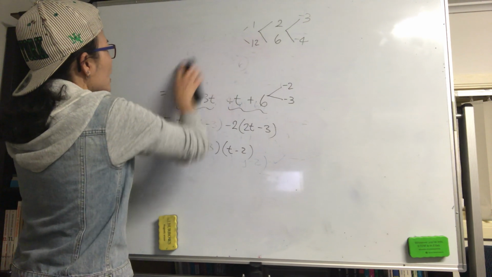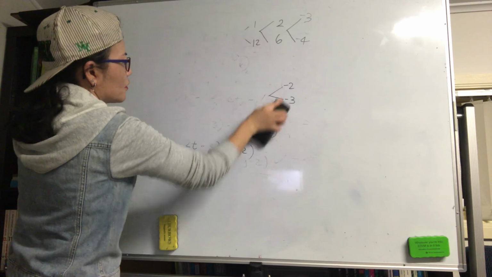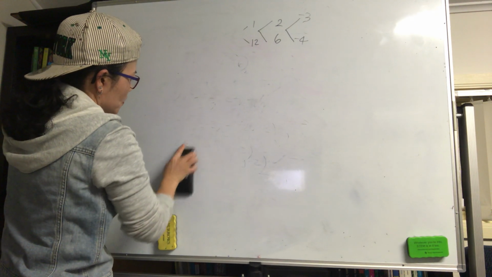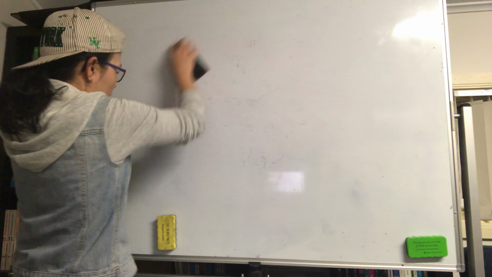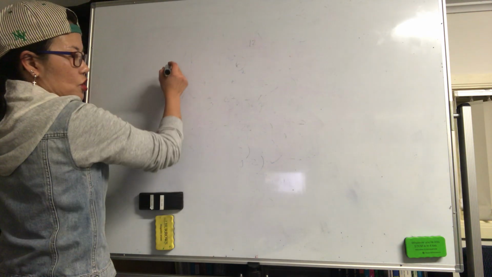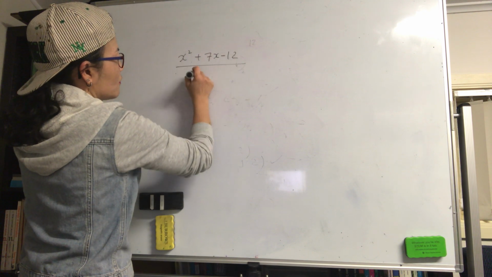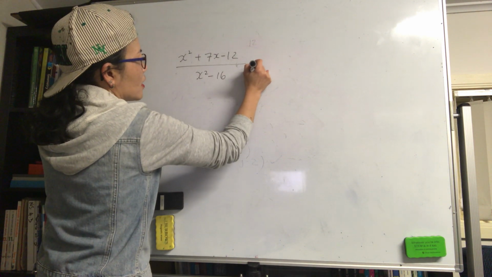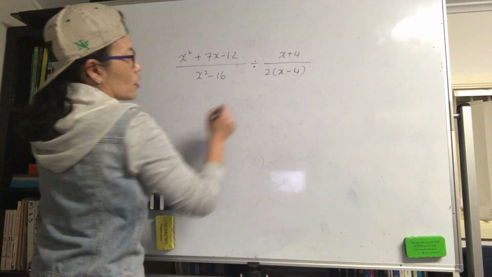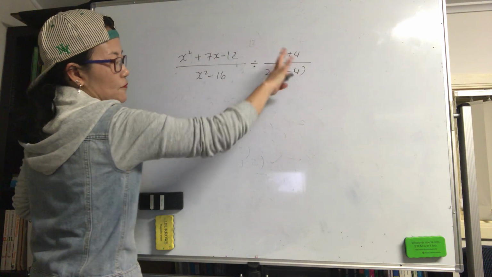Now, the next question is algebraic fractions. I'm going to put the algebraic fractions here, and then you will have to simplify. Okay, simplify. So let's have a look at the question. x squared plus 7x plus 12 all over x squared minus 16, divided by x plus 4 over 2x plus 6. Okay, before I factorize, I'm going to make it times and flip the second fraction.